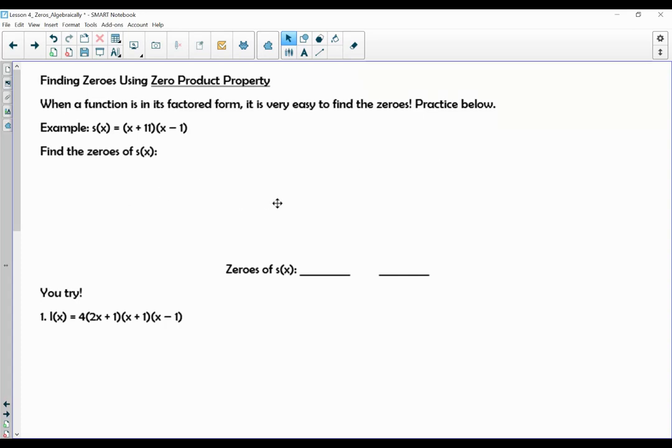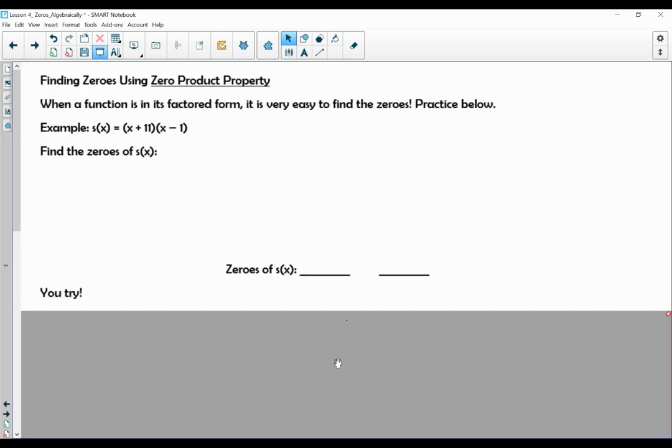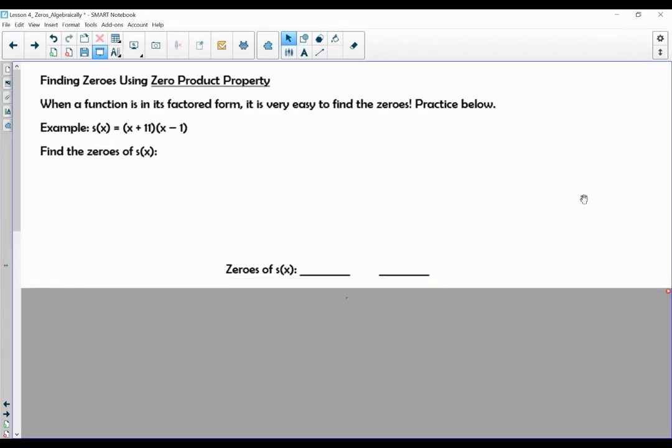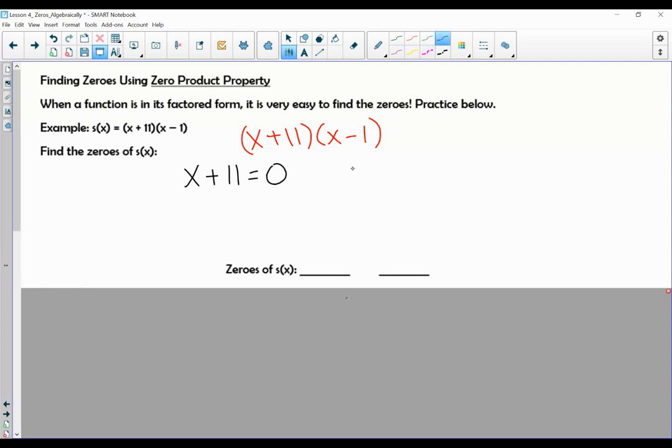So now I'm going to walk you through the example on this problem. You're going to do the rest of it, and I'm going to walk you through the first one. It is already factored. It says finding zeros using the zero product property. When a function is in its factored form, it is very easy to find the zeros. I wonder why that is. Let's see. It already gives it to us as x plus 11 times x minus 1, and it's asking me to find the zeros. So I'm going to do x plus 11, set that equal to 0. And I'm also going to do x minus 1 and set that equal to 0, because that's really what it's asking me when it says find the zeros.